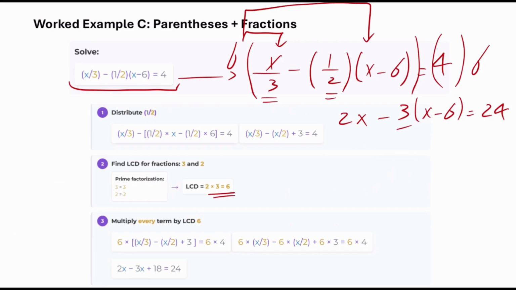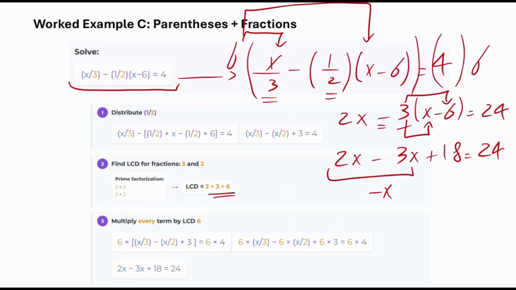Again, I have to use PEMDAS, or we can call it the distributive method. So 3 times x, 3 times negative 6, be careful about the negative sign. So I do have 2x subtracted by 3x. At this point, I do have negative 3 times negative 6 itself. So what do I have? I do have negative 3 times negative 6, 18, is equal to 24. Adding the like terms, so negative x plus 18 is equal to 24. Is that right?